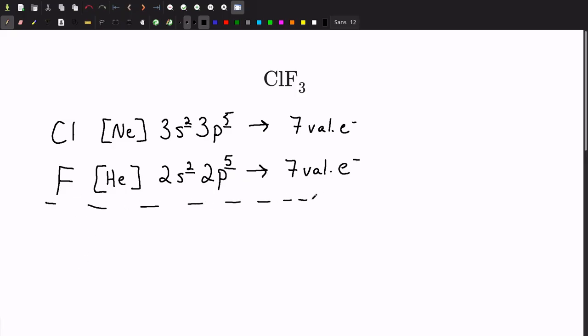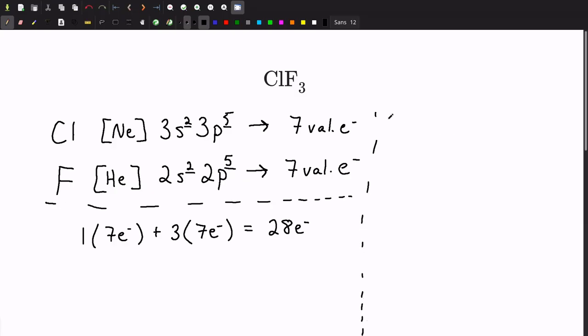Now we can figure out the total number of valence electrons that we have to work with. We have 1 chlorine that's giving me 7 electrons, plus 3 fluorines giving me 7 electrons each, for a total of 28 electrons.